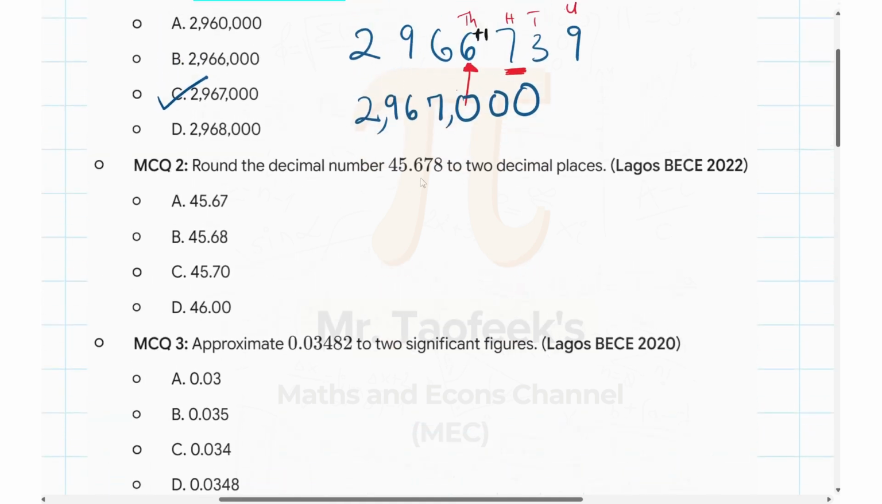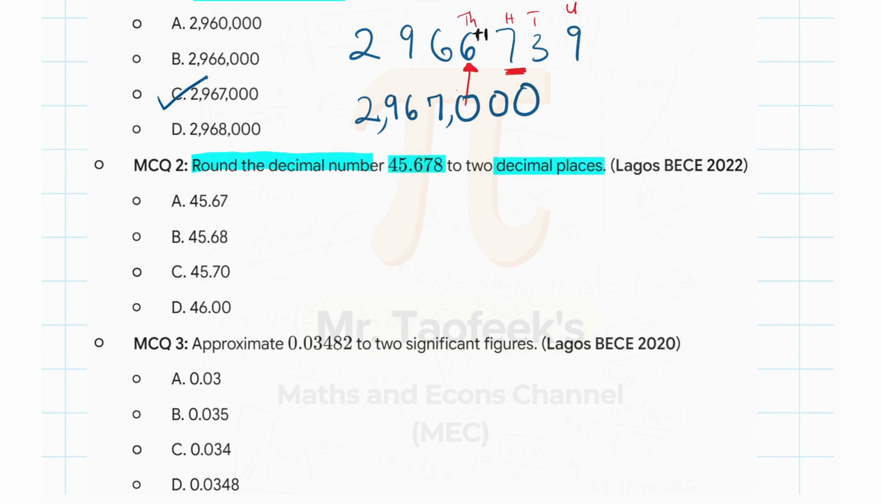Number 2. The next question says round the decimal number 45.678 to 2 decimal places. Two decimal places just means how many digits we want after the decimal point. So we want 2 digits after the decimal point. This is the decimal point, this is the first digit after it, and this is the second digit after it. That means our rounding is going to stop exactly at 7. Look at the number that comes after 7, which is 8. Is it 5 or more? 8 is more than 5, so you're going to have to round up. Basically, it means you add 1 to 7. So our answer becomes 45.68.